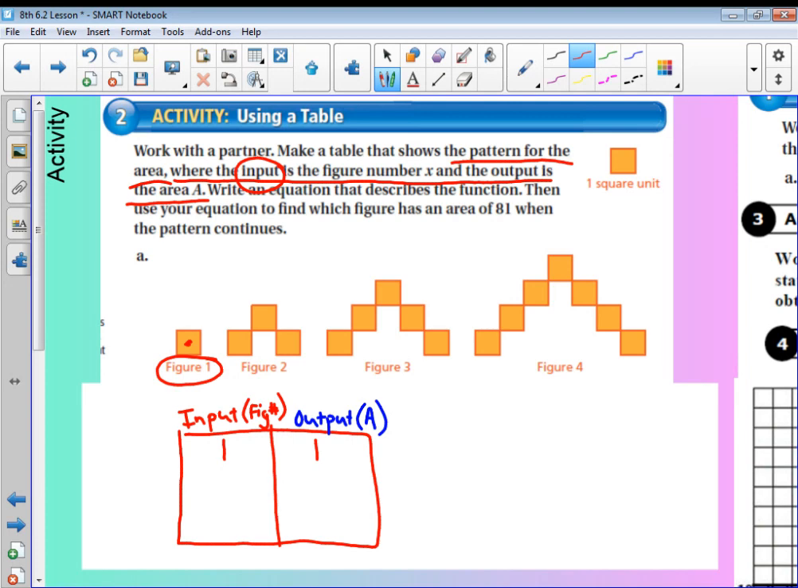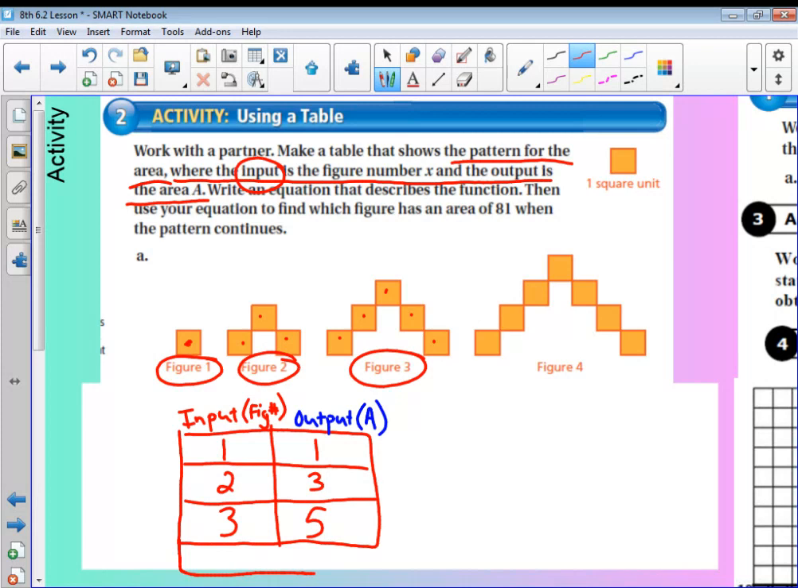And the next one, figure 2. So figure 2, well, the area of figure 2 was 3. Figure 3 has an area of 1, 2, 3, 4, 5. And lastly, we have figure 4 that has an area of 1, 2, 3, 4, 5, 6, 7.